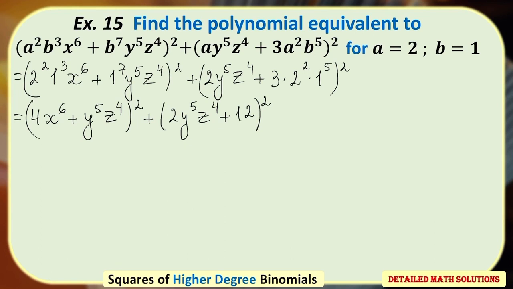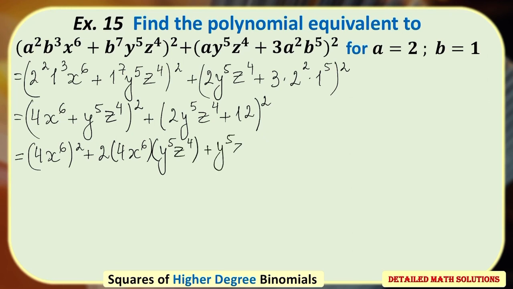squared. As a next step, I'm going to apply the formula for binomial square for the first binomial. When I do that, I get 4x to the 6th power, in parentheses squared, plus 2 times 4x to the 6th multiplied by y to the 5th, z to the 4th power, plus y to the 5th, z to the 4th power, in parentheses squared.